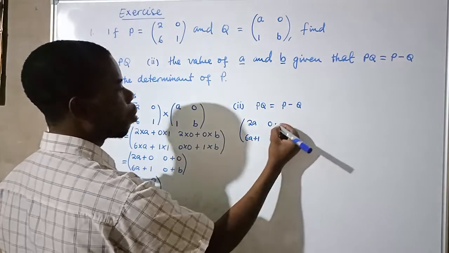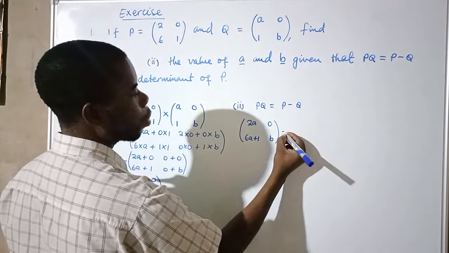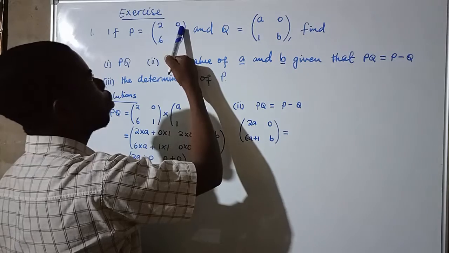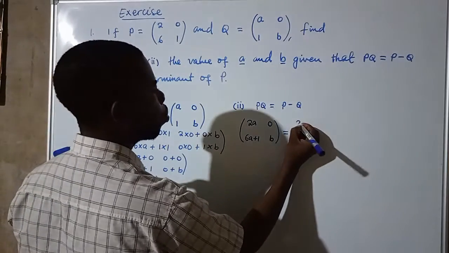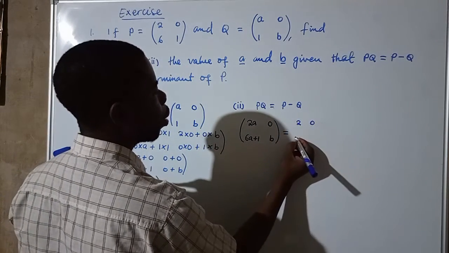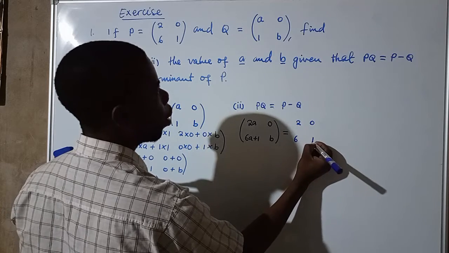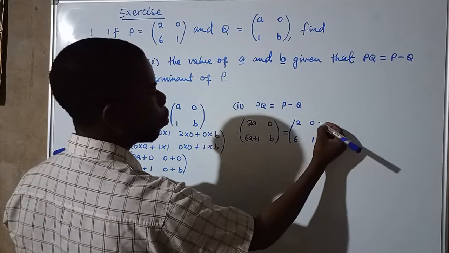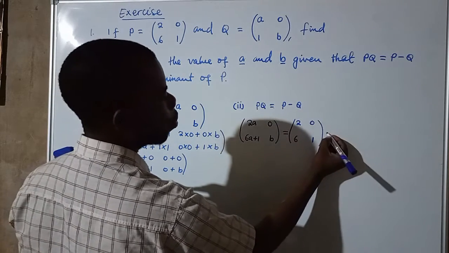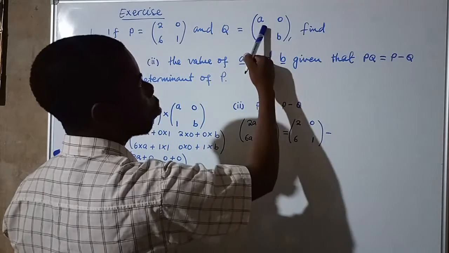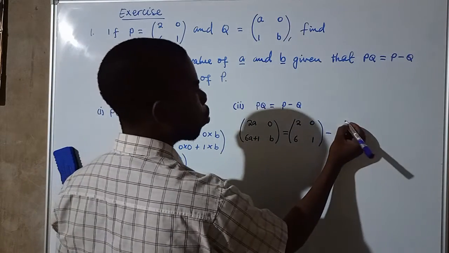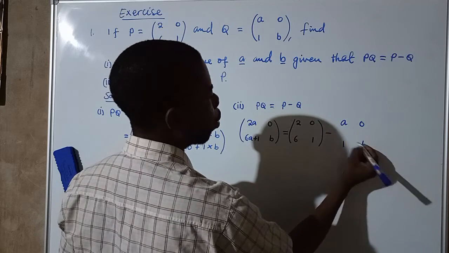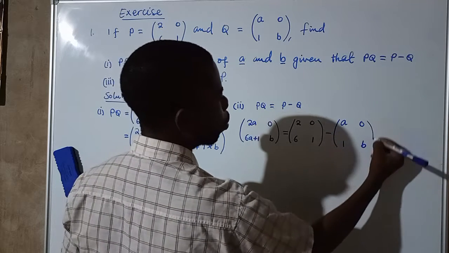Then we'll close, then we'll put this equal sign. Then P is this matrix here, 2, 0, 6, 1. So say 2, 0, then 6, 1. Okay. Then we are going to close. Then we'll put minus. Then in Q it is this one, A, 0. So A, 0, then 1, B. So we'll also close.